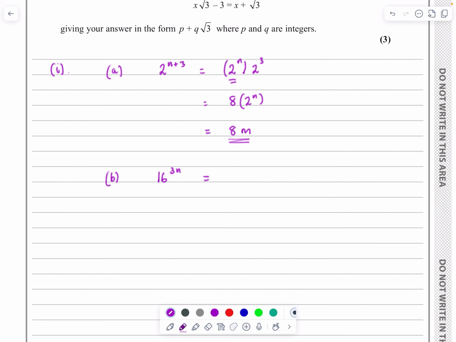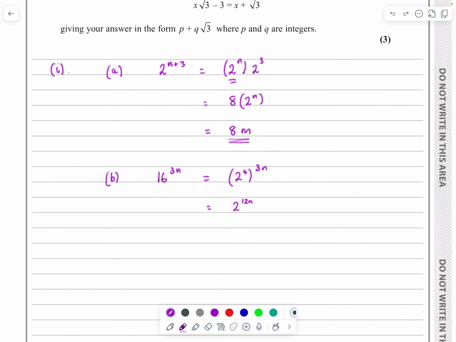So before I do anything, I need to take 16 and make that into powers of 2. We want everything in this question in powers of 2. So 16 is actually 2 to the power of 4, to the 3n. Now either you know that or you just do 2 times 2 times 2 times 2 till we get up to 16. It's 2 to the power of 4 there. And then again, we're using our index laws now. 2 to the 4, to the power of 3n, we can multiply the powers. So we can get 2 to the 12n there. I've just multiplied those two powers together.